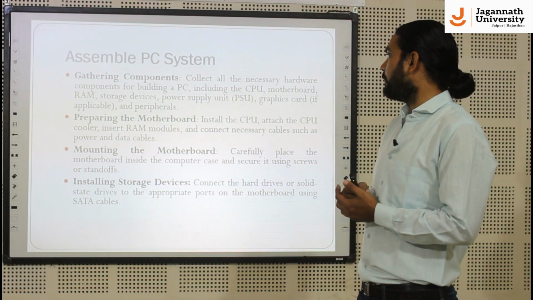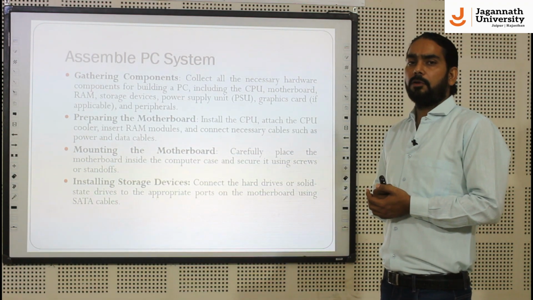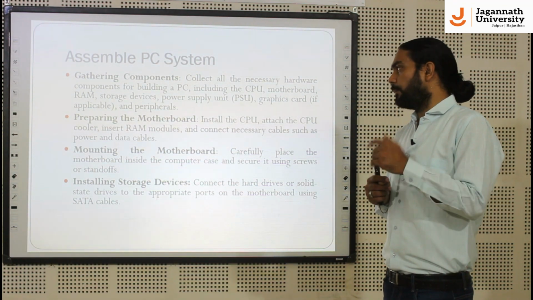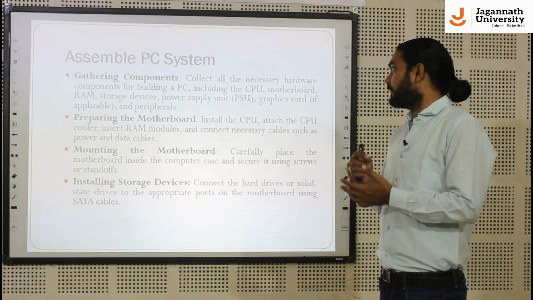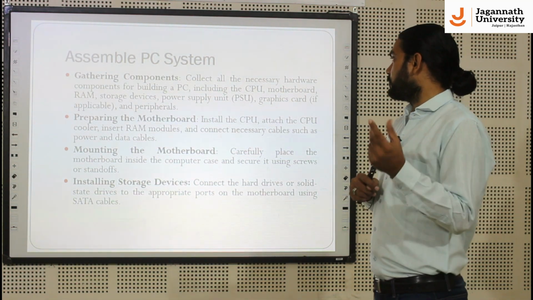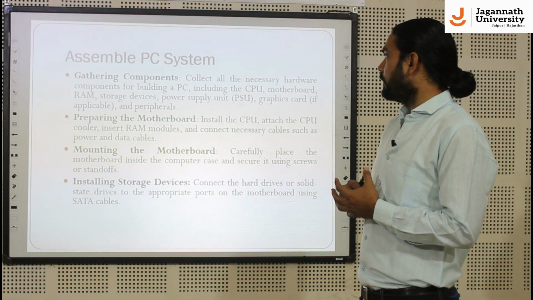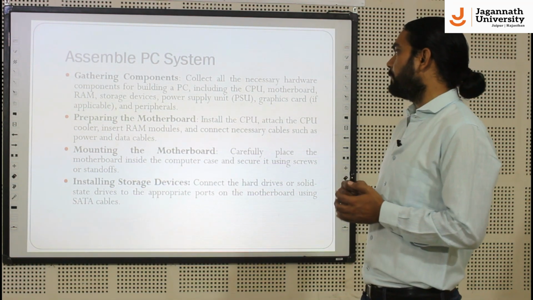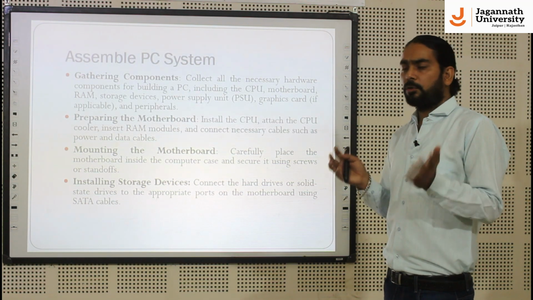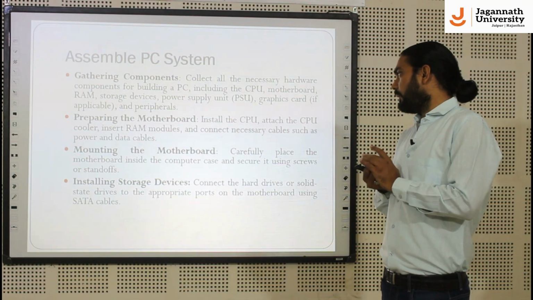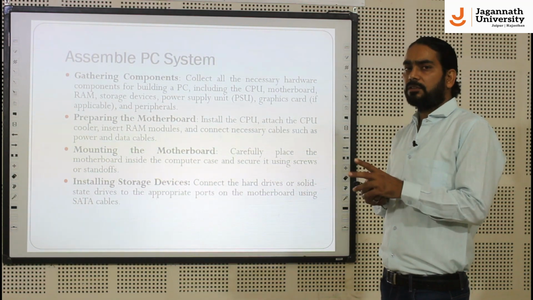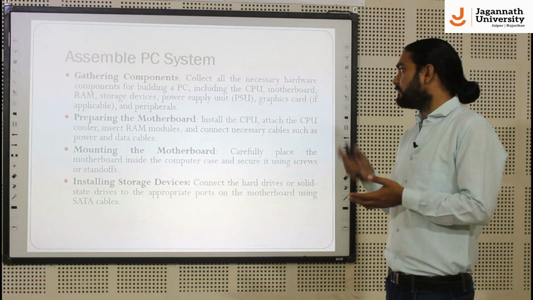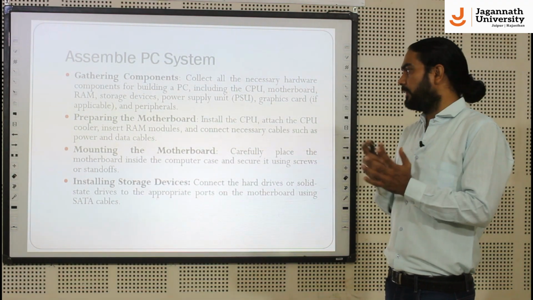The second one is preparing the motherboard. The most important part of the computer system is the CPU, and the main board for the CPU is the motherboard. To prepare it, install the CPU, attach the CPU cooler, insert RAM modules, and connect necessary cables such as the power and the data cables. In the motherboard section, we can connect our RAM modules, slots, ICs, and power supplies, and finally prepare the motherboard.